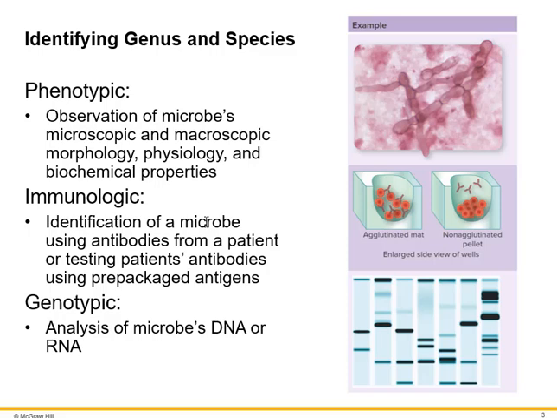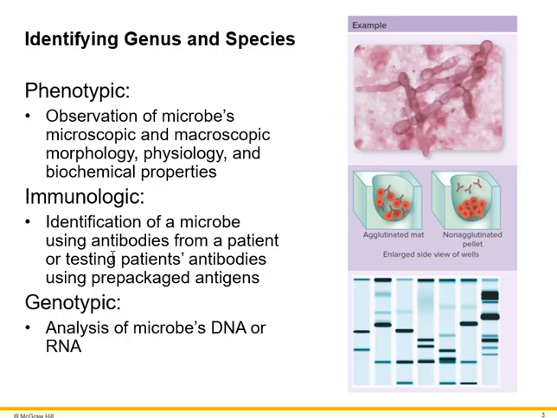A phenotypic method looks at the phenotype, basically the expression of the genotype. These are the microscopic and macroscopic morphology, physiology, and biochemical tests. So these are most of the things that we have done in the lab.